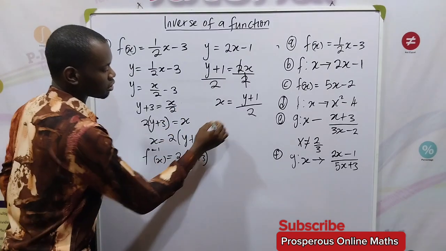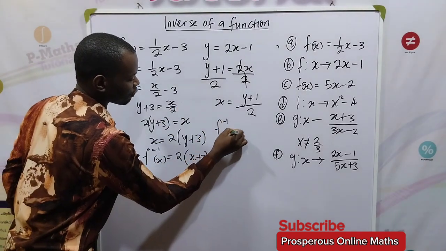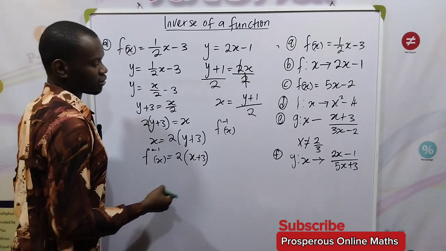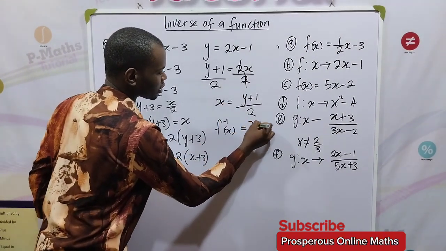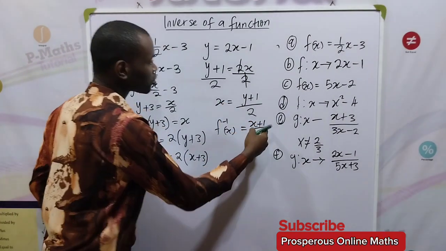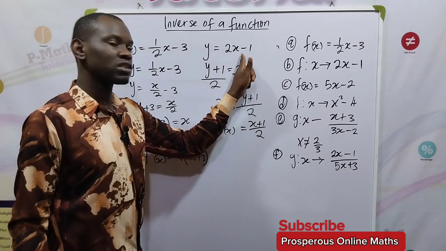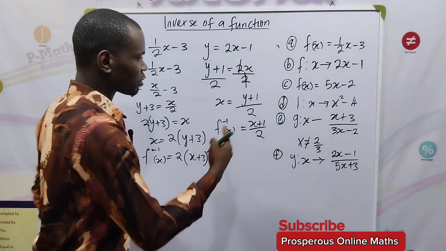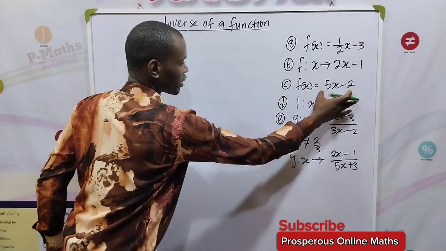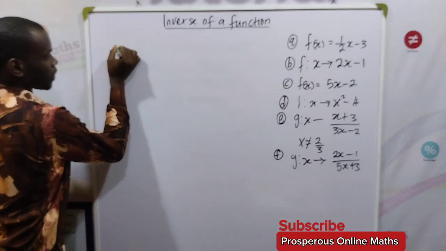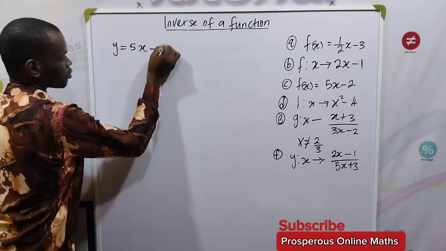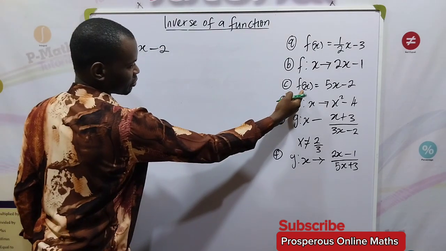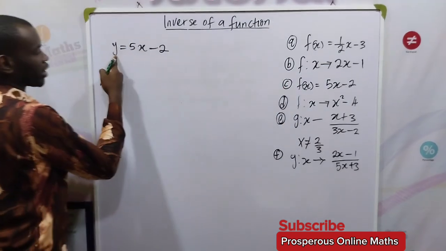You now recall that we are looking for the inverse of the function of x. Right? So replace y with x. We now have x plus 1 over 2. So this becomes the inverse of this function. Let's solve the third one. To solve the inverse function of the third one, I will have y equals 5x minus 2. Remember, you can always replace f of x with y.